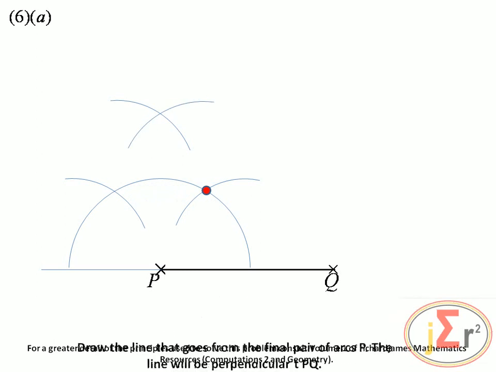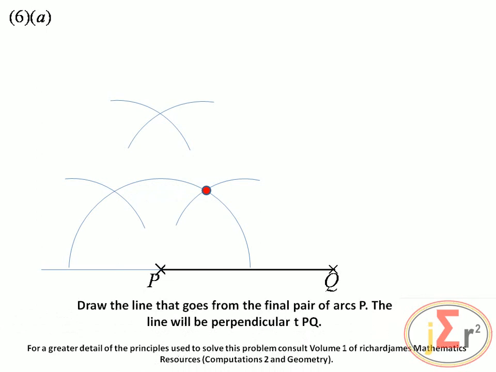No problem with that. Draw the line that goes from P to the final pair of arcs, to the line PQ. So we are going to go from P to where the final pair of arcs intersect, and that will be our perpendicular.